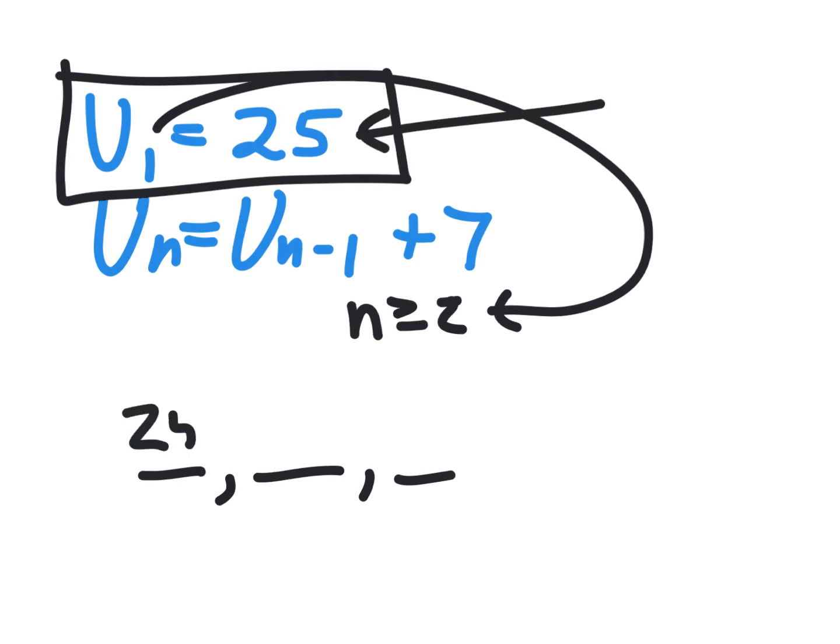So this is 25. And the next one, you just add 7, and so you're at 32. Add 7 more, you got 39. Raise your hand if you had that one right. Cool. Okay. Now, here's where they get complicated.